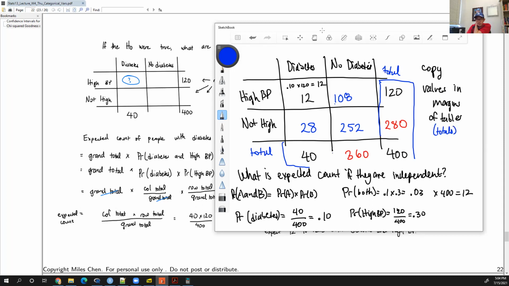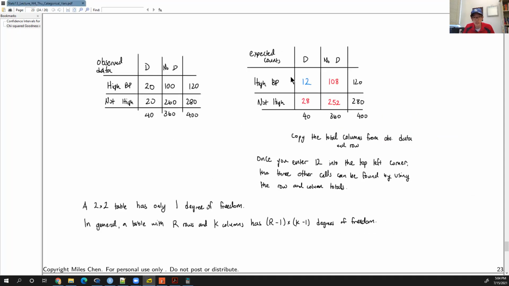We'll ignore the inner cells. So these are going to be my expected counts, the expected counts if the null hypothesis were true, meaning the variables are independent. This is what I would expect to get if my variables are independent: 12, 108, 28, and 252. And that's what I have here.